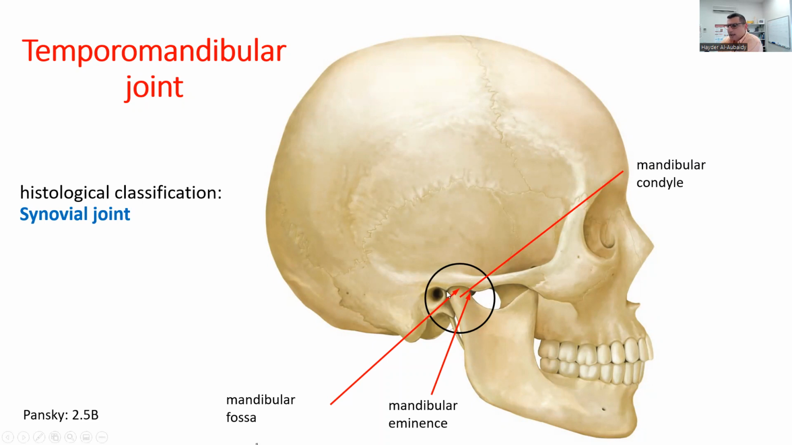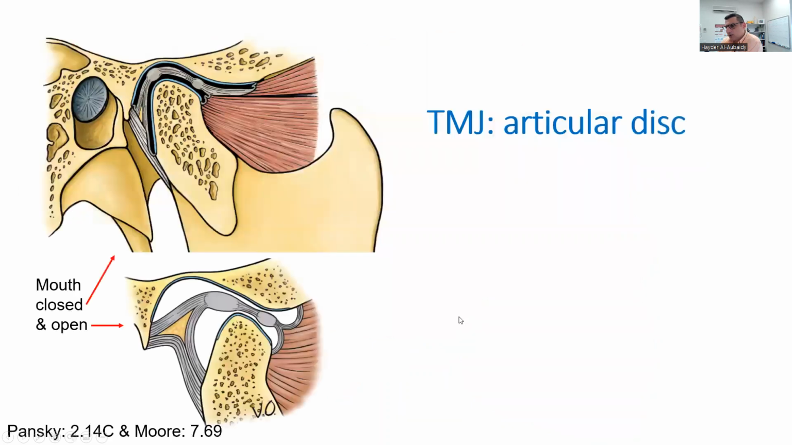Don't worry. So because we've got two articular surfaces here, I'll just go into the next one to show you. When the mouth is closed, the articulation is actually with the mandibular fossa. But when you open the mouth, see the condyle is articulating with the eminence. Hence, we've got two articular surfaces.